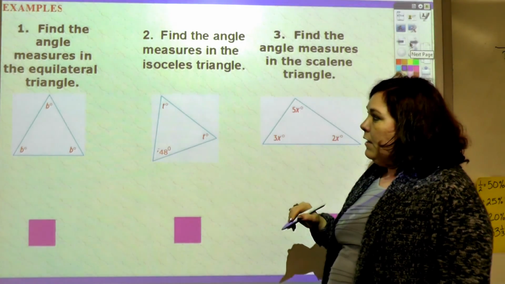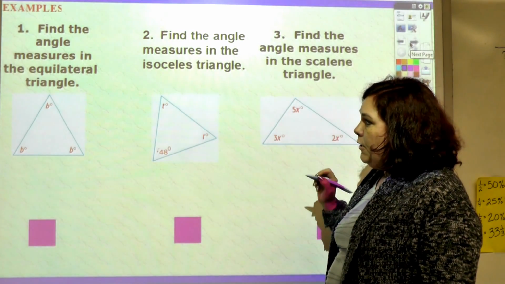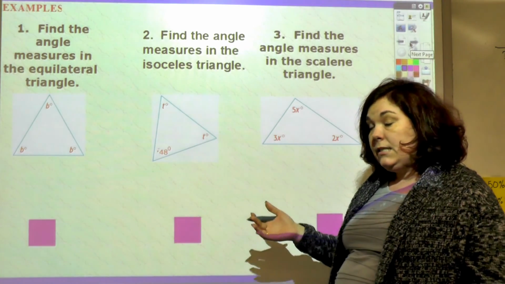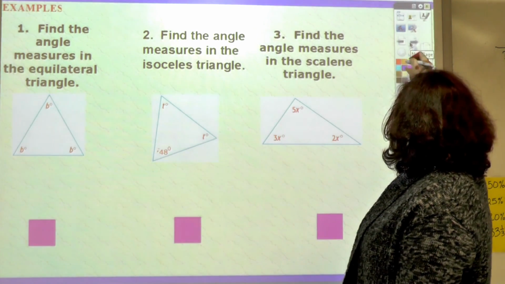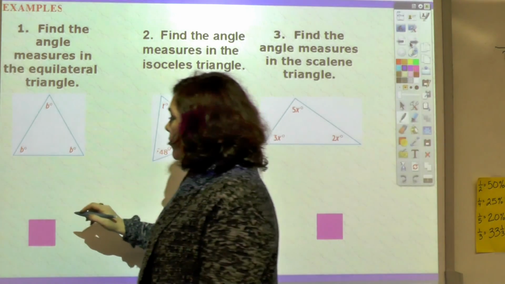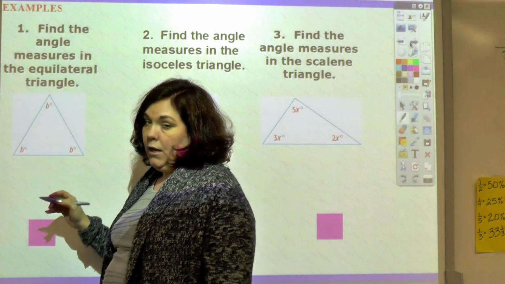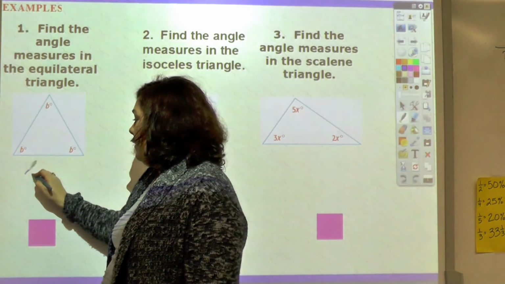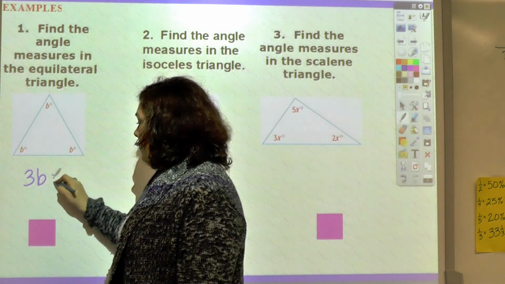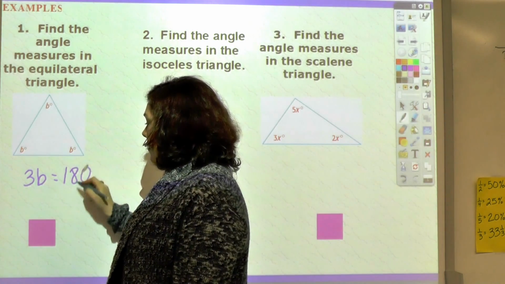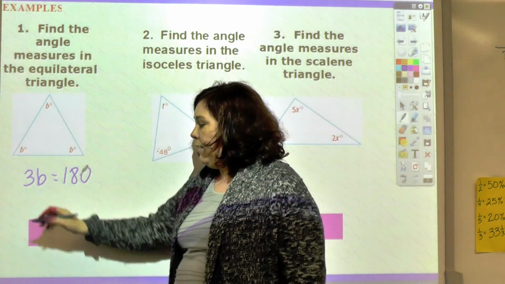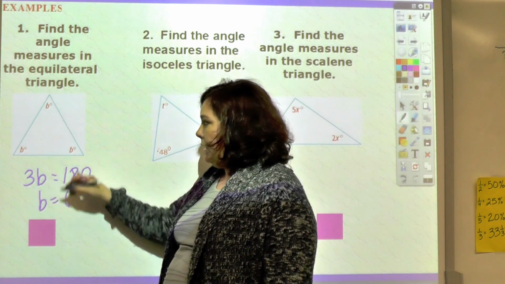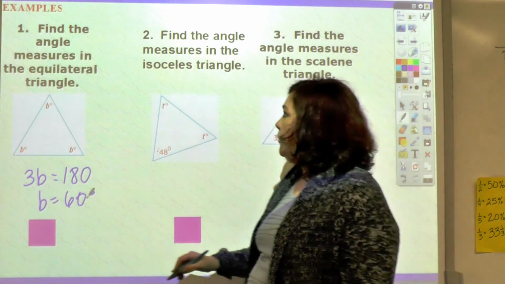So now I'm going to walk you through this. It says find the angle measures of the equilateral triangle. Well, what did I say? I said that all triangles have 180 degrees, and it's three equal ones, so it's 3b equals 180. And we know that's the same as 180 divided by 3, so b equals 60. And it's always going to equal 60 if it's an equilateral.